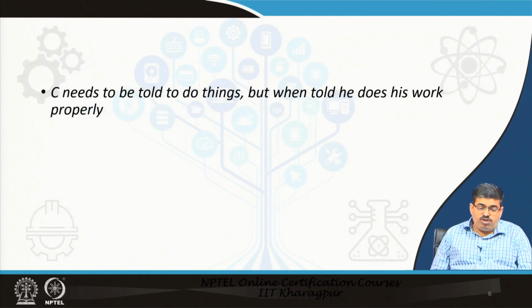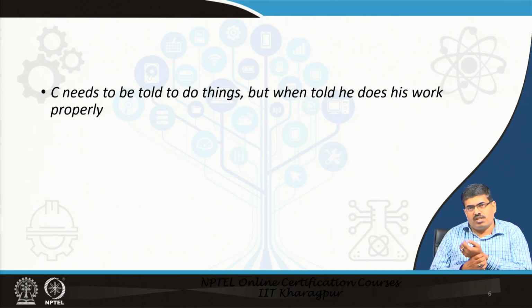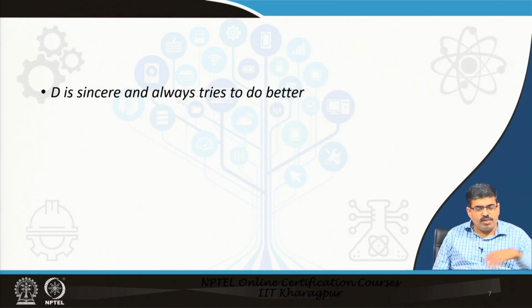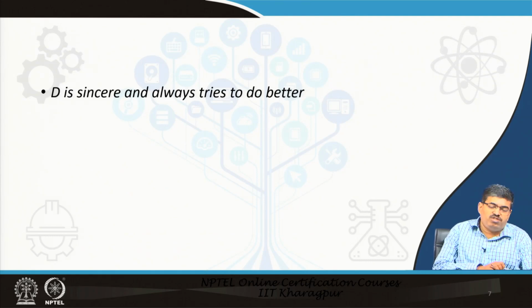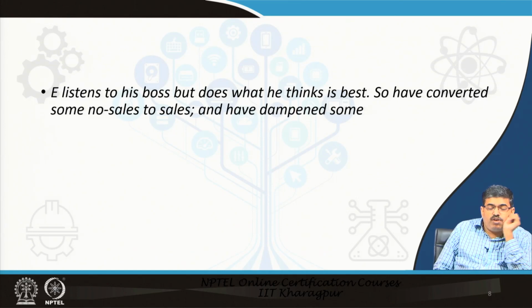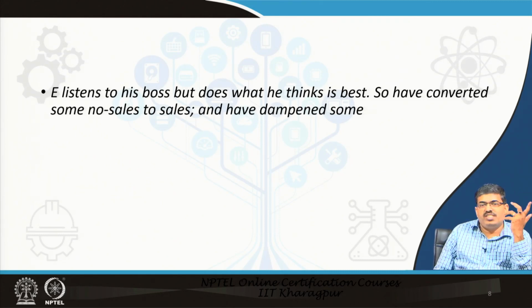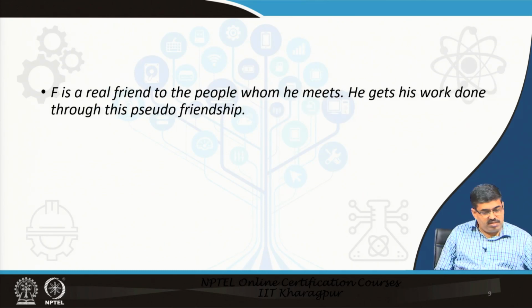C needs to be told to do things, but when told, he does his work properly. So, he will not think on his own, but if he is told, he will work. D is sincere and always tries to do better. E listens to his boss, but does what he thinks is best. So, he has converted some no sales to sales and has dampened some also, because he does not listen. Sometimes it hits, sometimes it misses.